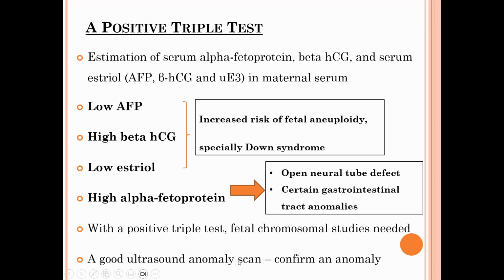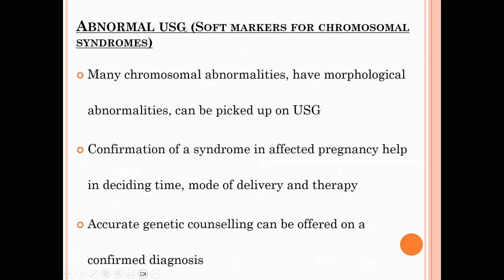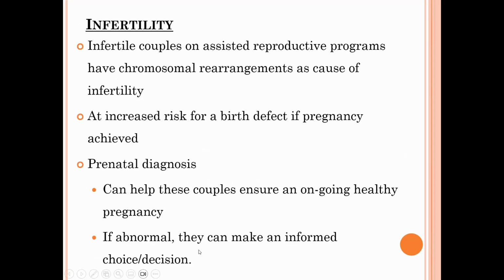A good ultrasound anomaly scan can confirm an anomaly. Abnormal USG, soft marker for chromosomal syndrome, is also an indication for prenatal diagnosis. Many chromosomal abnormalities have morphological abnormalities that can be picked up on ultrasound. Confirmation of syndrome in an affected pregnancy helps in deciding time, mode of delivery and therapy, and accurate genetic counseling can be offered on a confirmed diagnosis.